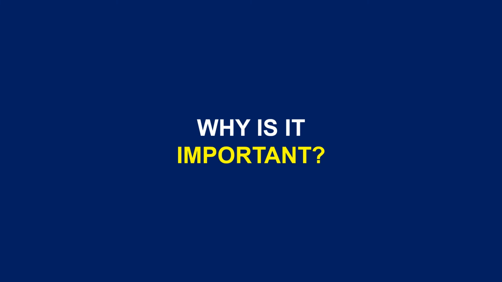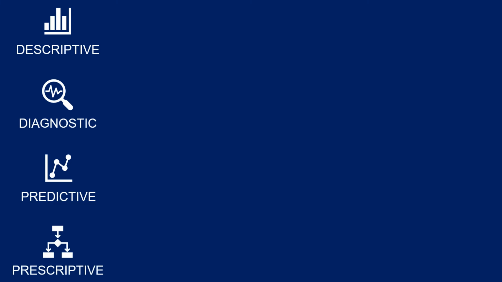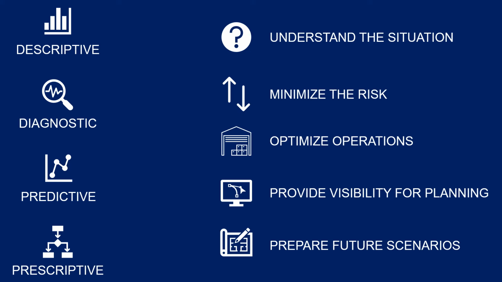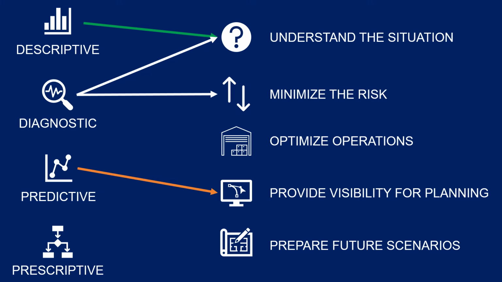Why is it important? So you have four types of supply chain analytics. And you have five main activities to ensure optimal end-to-end supply chain management. You need to spot the problems if you want to deploy solutions. That's why descriptive analytics will help you. You want to minimize the risk of failures by finding bottlenecks and weaknesses in your processes. Therefore, you need diagnostic analytics. You would like to provide visibility to plan the future. Predictive analytics is your best ally. And you want to optimize your operation, reducing cost and improving capacity. That's why prescriptive analytics will be your main support.